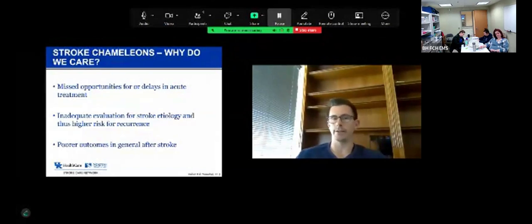They wind up having a stroke, and by the time we've sorted it out, it is perhaps too late to do anything about it. People with stroke chameleons are shown to get less complete evaluation for etiology. And if they're not getting good evaluation for stroke etiology, they're not getting appropriate treatment. And so they're at higher risk for stroke recurrence. And they just in general do worse. This is epidemiologically described. People with stroke chameleons do worse long-term for those reasons.